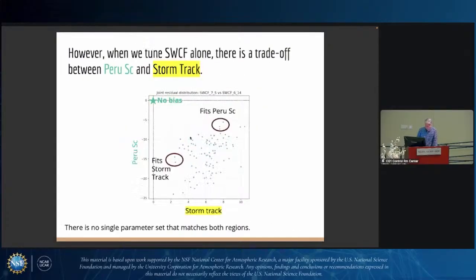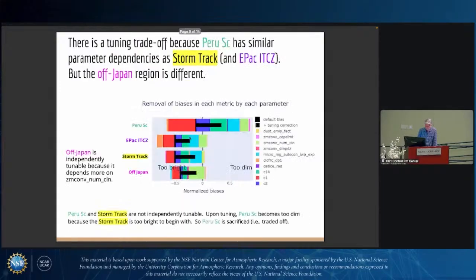But with the storm track, it's a different situation. Here we want at least one parameter set to land on no bias, but in fact there's this trade-off. We can either fit Peru or we can fit the storm track, but there's no single parameter set that matches both regions. So it feels like there's some basically model error involving those two regions. So why is that?